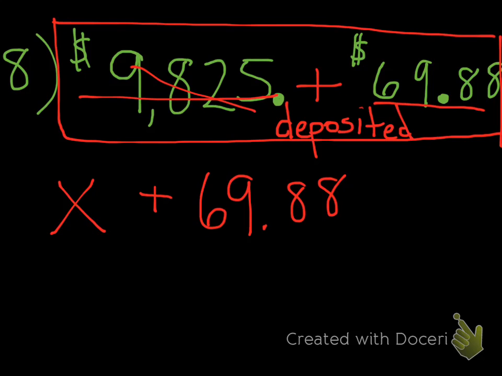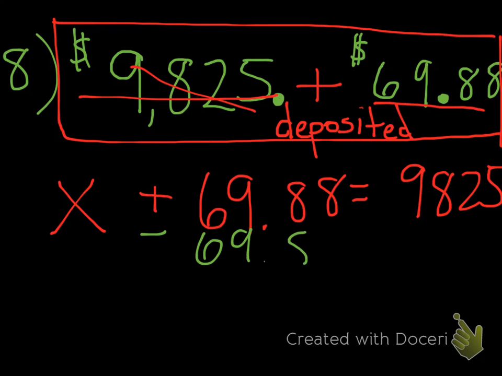And in the end, what did we have? Well, we know at the end of the day, we had $9,825. Now what are we going to do? Well, we know how to do this. This is a little bit sloppy. So what I will do is rewrite it so it's a little bit neater, but we need to subtract, get x by itself, so we're going to subtract this 69.88. Goodbye, 69.88. You turned into 0.